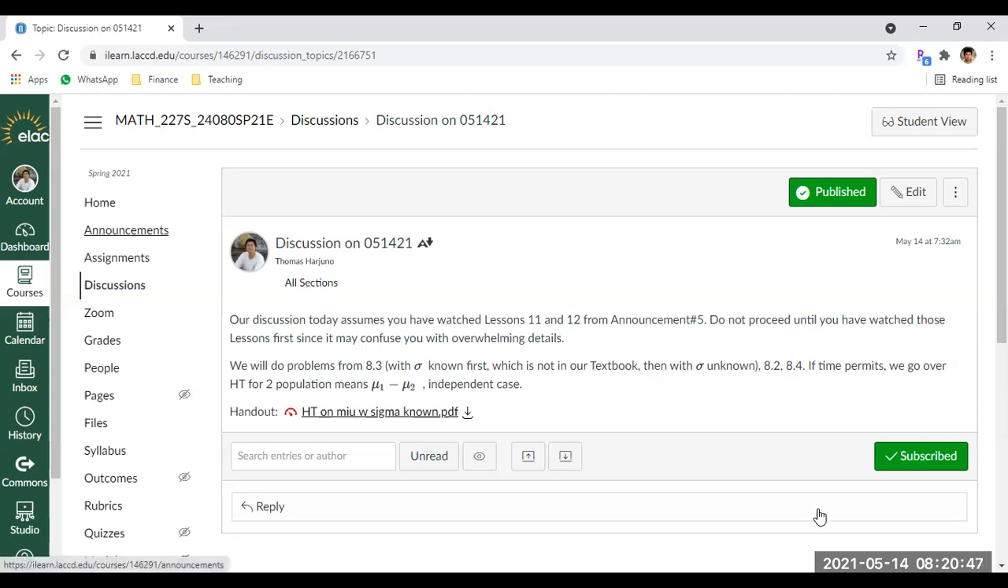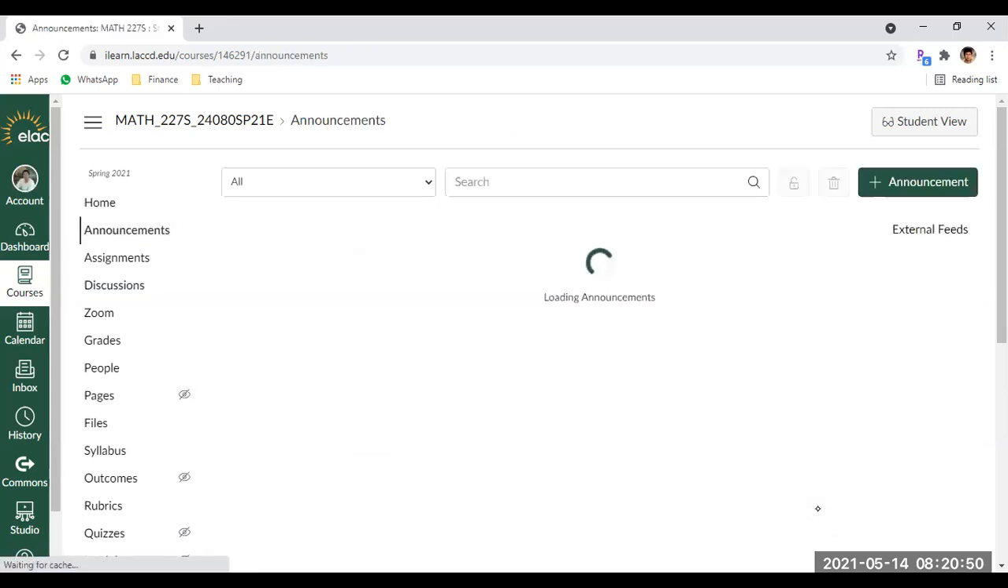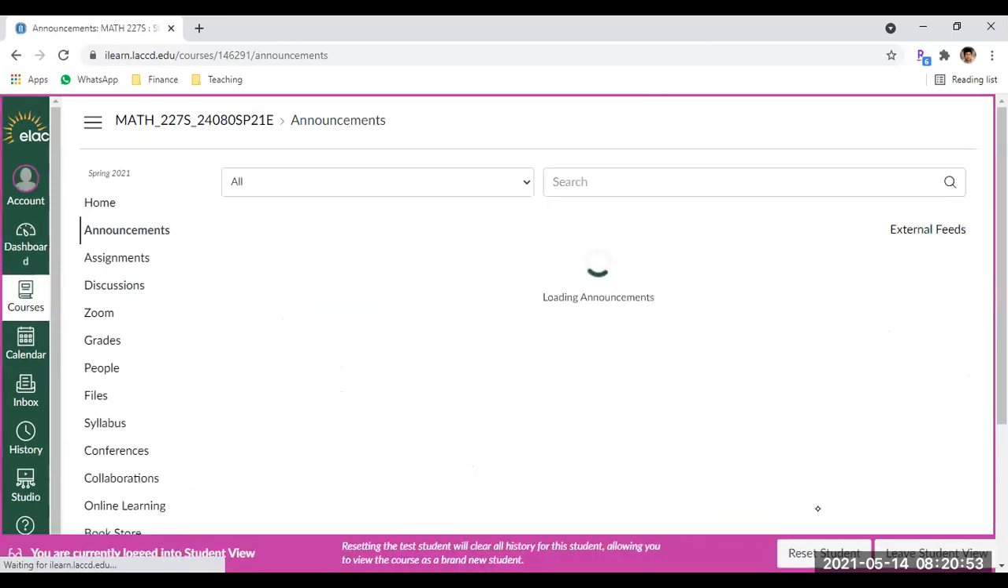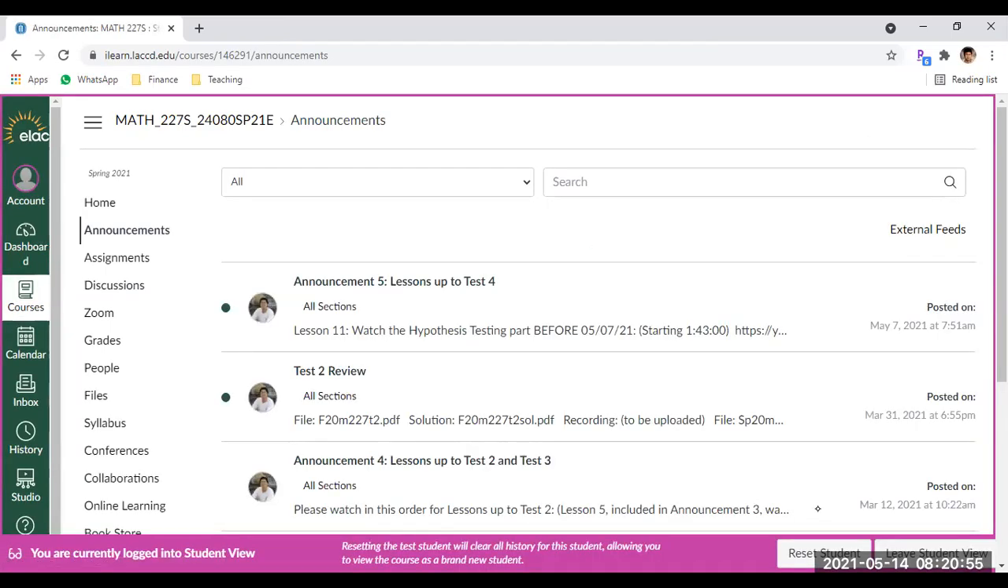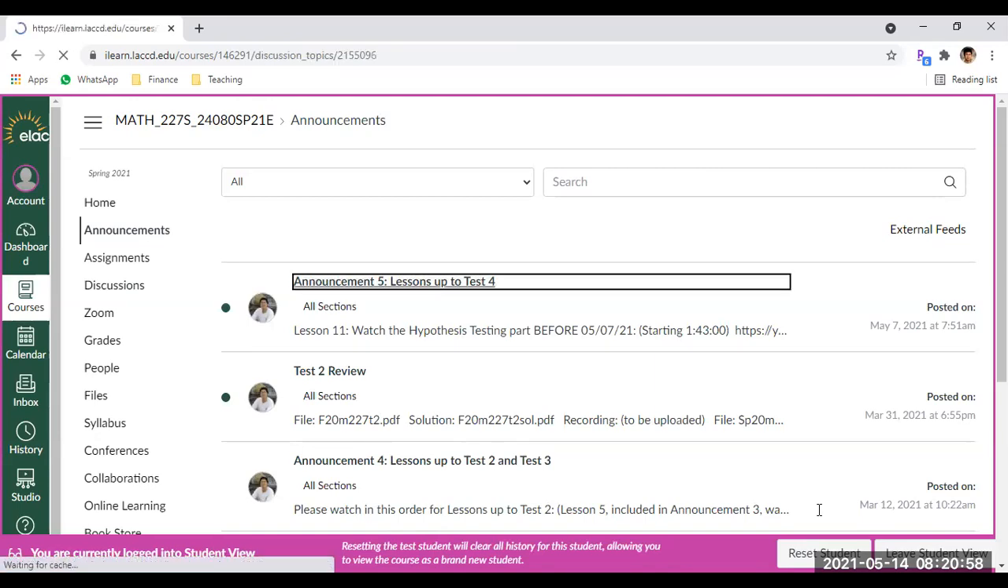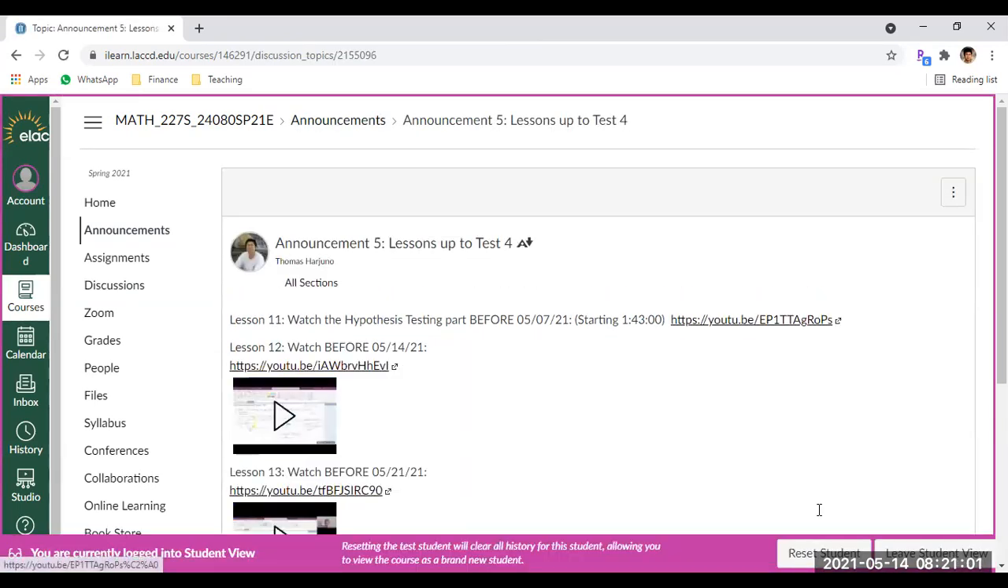Let's see where you can find it on the announcement. Maybe I use student view. So in announcement 5, watch lesson up to test 4, and you should watch lesson 11, starting from the 1 hour 43rd minute. Okay, basically start from hypothesis testing. In lesson 11, I explain the structure of hypothesis testing. And in lesson 12, I did problems regarding hypothesis testing for one parameter.